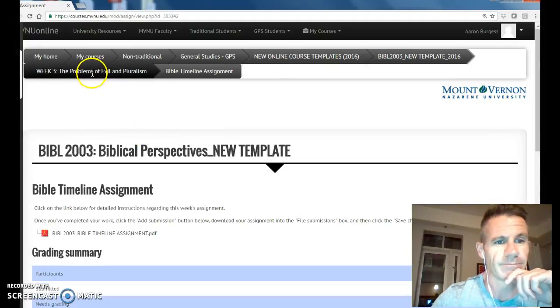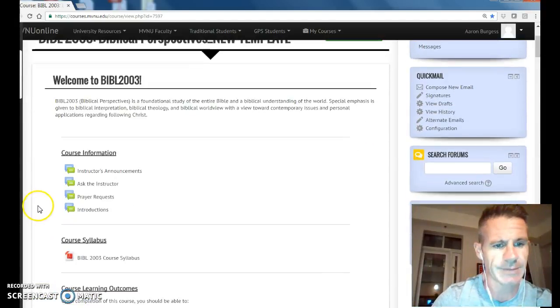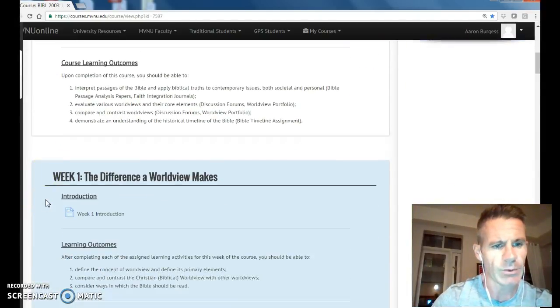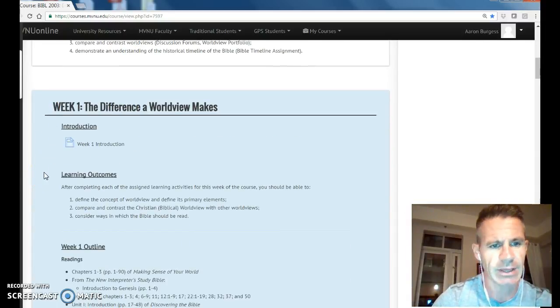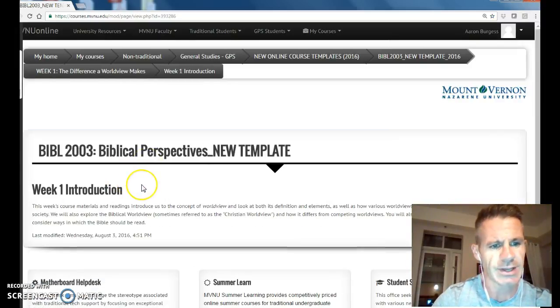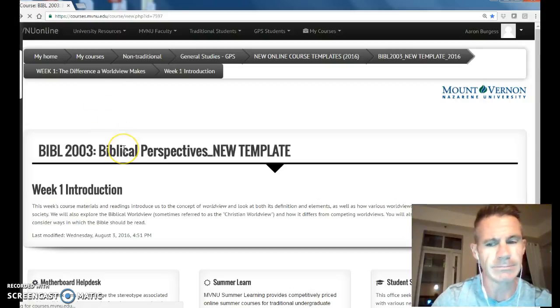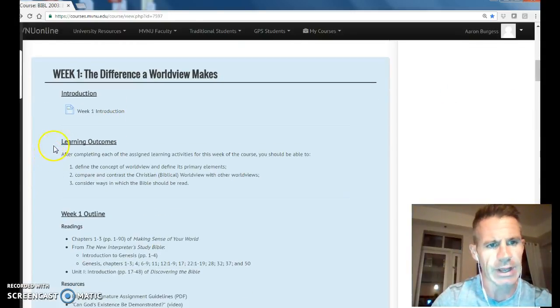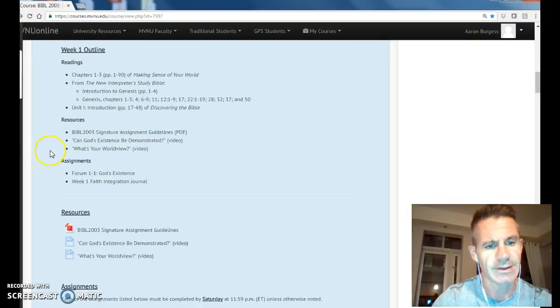So this is just like a standard course that we design. Week 1, each week has a title or a topic. It's just a short introduction for the student to read. It introduces them to the topics of the week. Nothing fancy or sophisticated there. And there's learning outcomes for each week. Just an outline of what they are to complete.